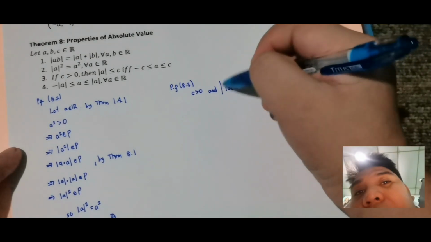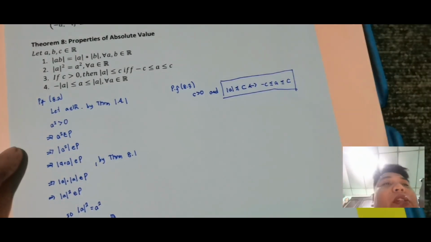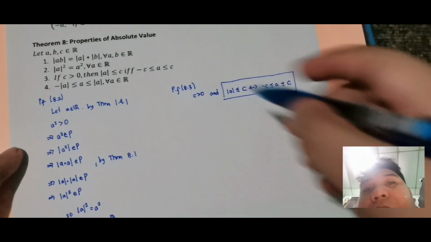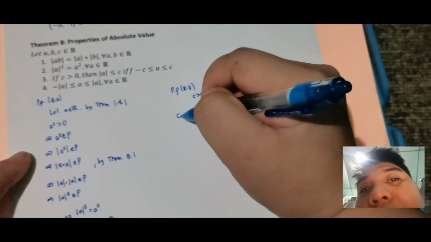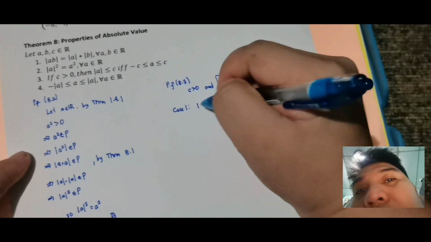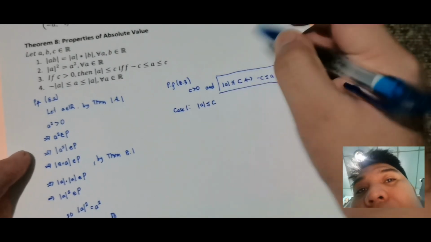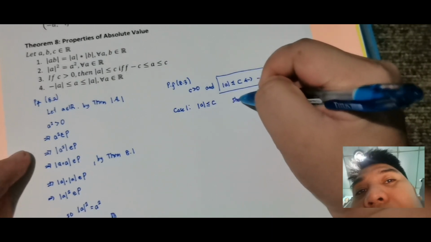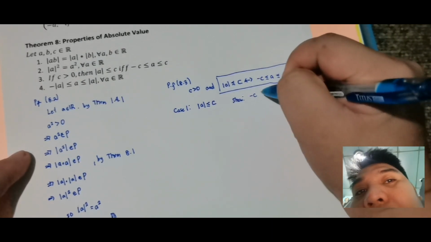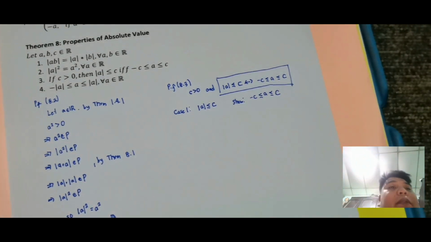So, if you noticed, it's a biconditional. There's case 1, then case 2. So, let me do case 1 first. Okay, what is case 1? Assume this: assume that the absolute value of A is less than C. We'll show that negative C is less than or equal to A, less than or equal to C.